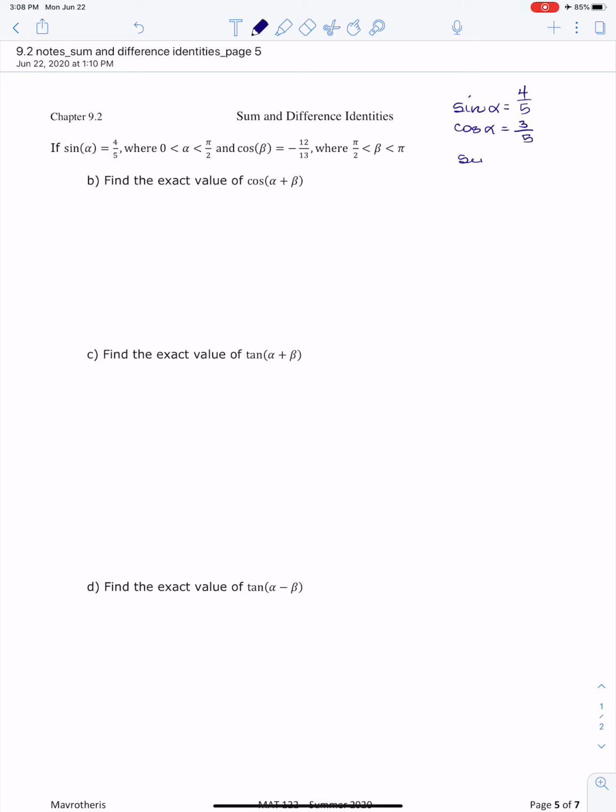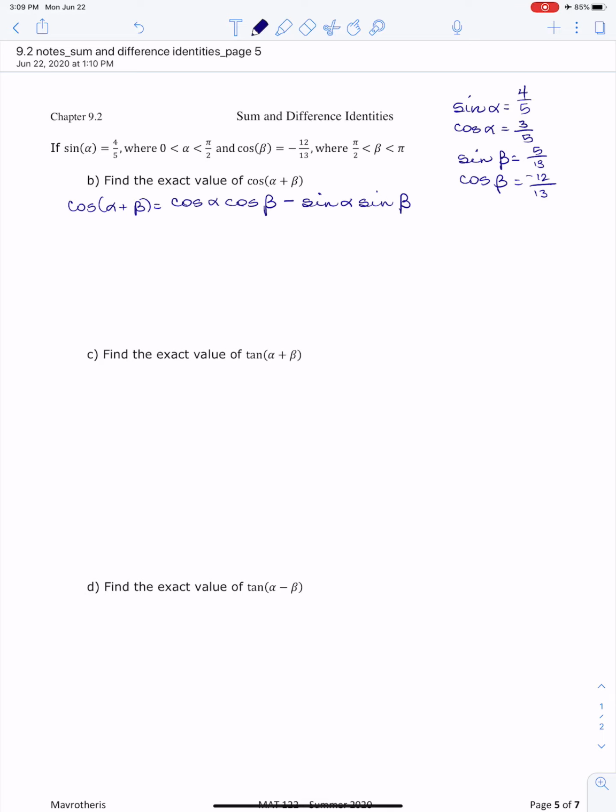We had the sine of beta was 5/13 because they gave us that cosine of beta as negative 12/13. All right. And so we want the exact value of cosine of alpha plus beta. So cosine of alpha plus beta is cosine alpha, cosine beta, sign changes, sine alpha, sine beta. Keep in mind cosine alpha happens once, cosine beta happens once, sine alpha happens once, sine beta happens once.